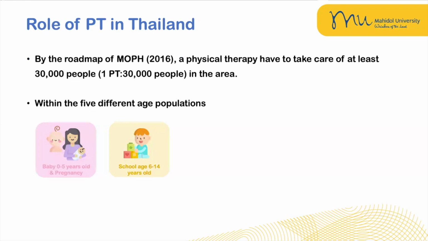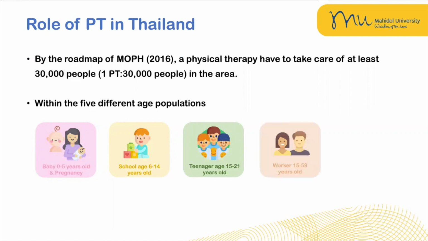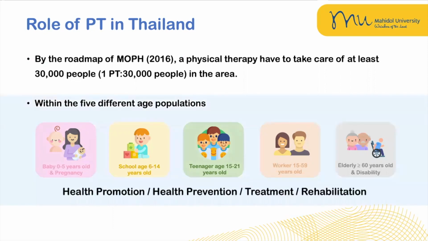School age 6 to 14 years old. Teenager age 15 to 21 years old. Workers age 15 to 59 years old, and elderly aged from 60 years old, and people with disability. Physical therapy should provide 4 main works, including health promotion, health prevention, treatment, and rehabilitation.